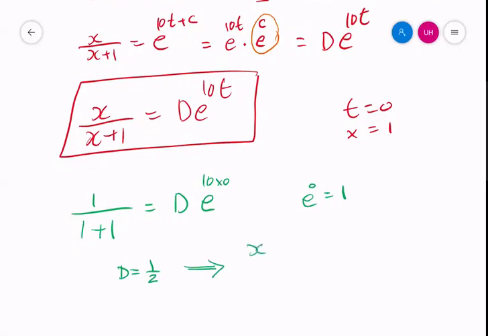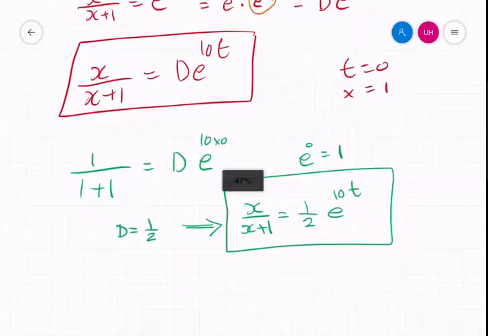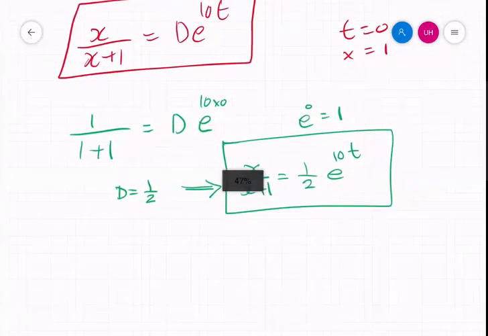Then we can rewrite the equation again: x over x plus 1 equals 1/2 e to the power 10t. So this is the equation when t is 0 and x equals 1. Okay? Right. Any question?